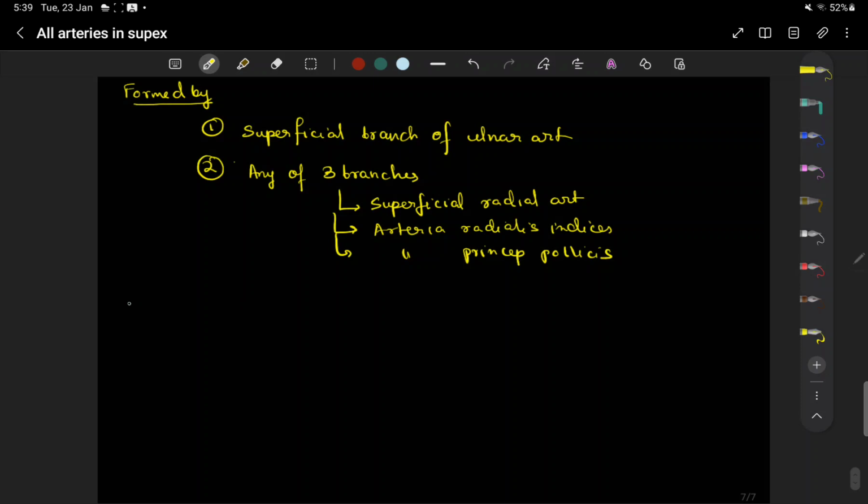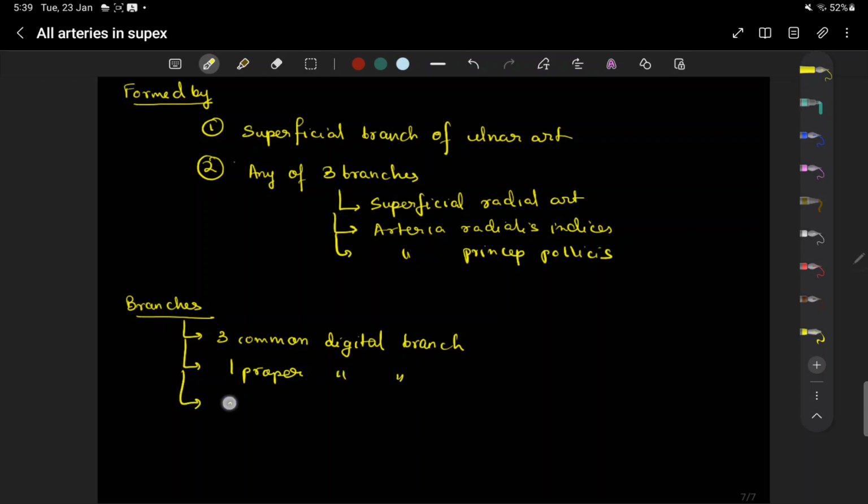So let's write about the branches. 3 common digital branches, 1 proper digital branch and cutaneous branch of palm.